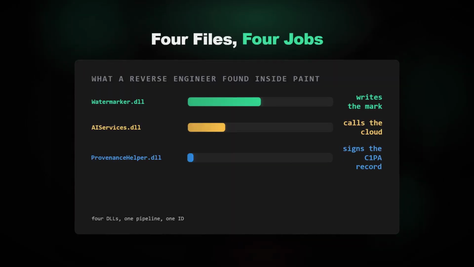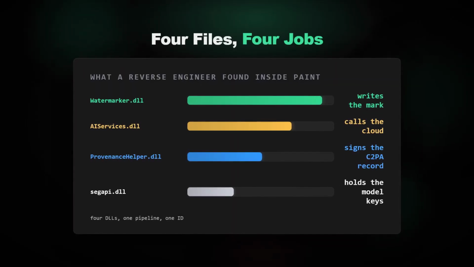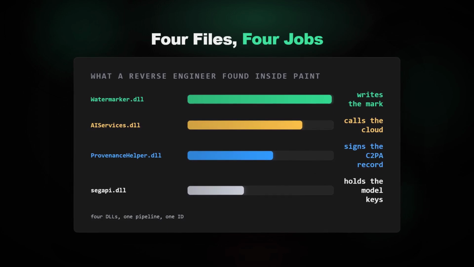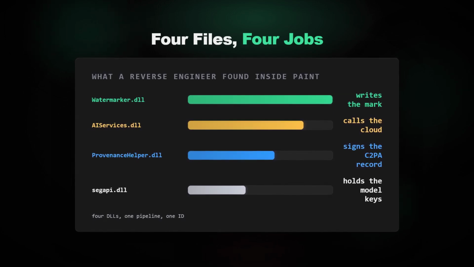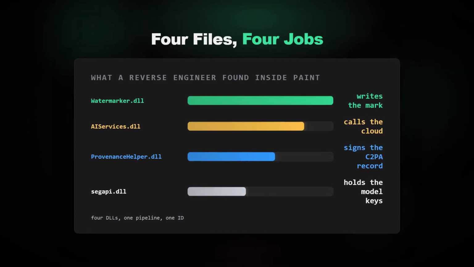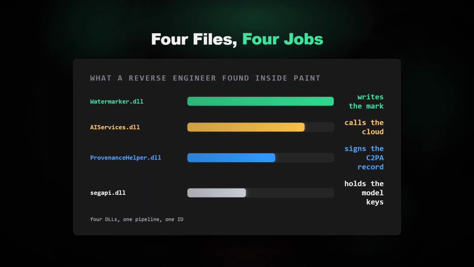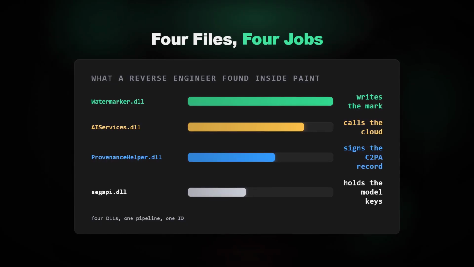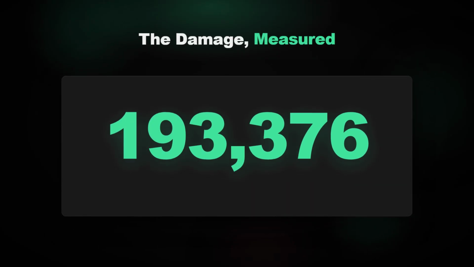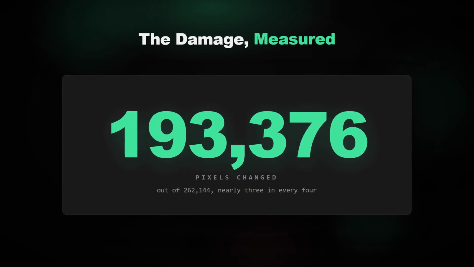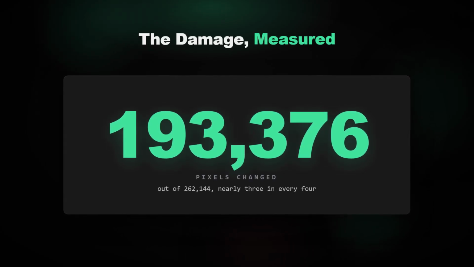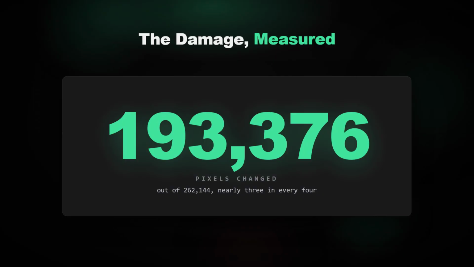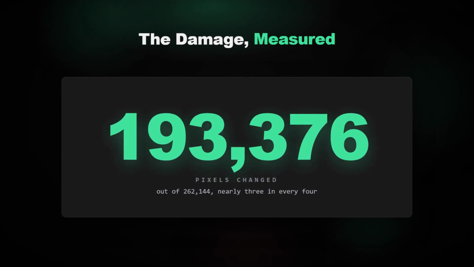1 file writes the mark into the pixels. 1 file calls out to Microsoft's cloud. 1 signs the metadata. And 1 holds the encryption keys for models that are genuinely sitting on your own hard drive, not on a server somewhere. Test it on 1 image and count the damage. 193,000 pixels altered. Nearly 3 in every 4 changed to hide a single ID.